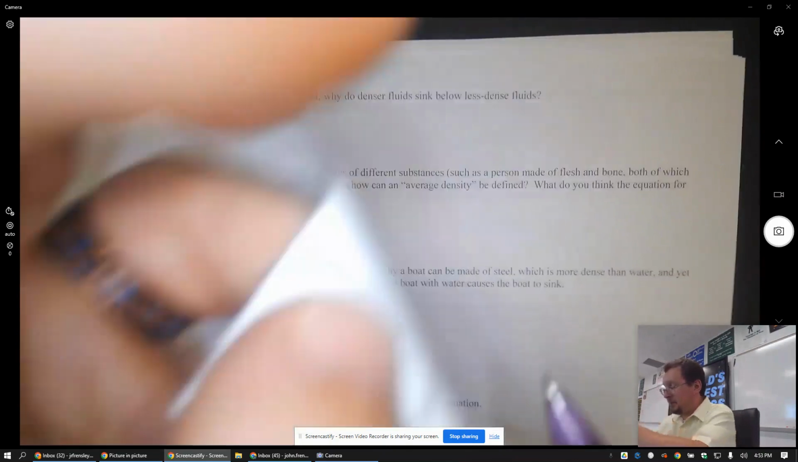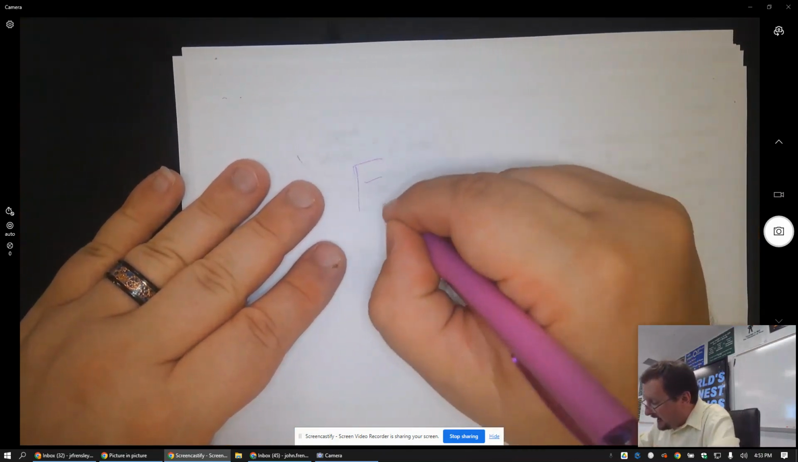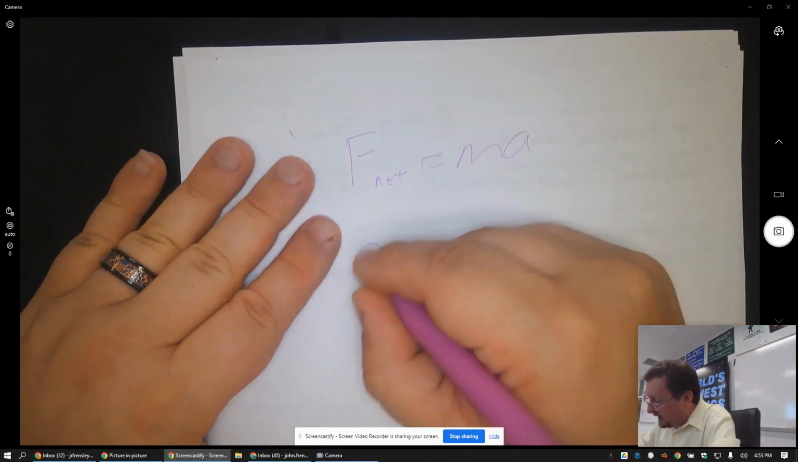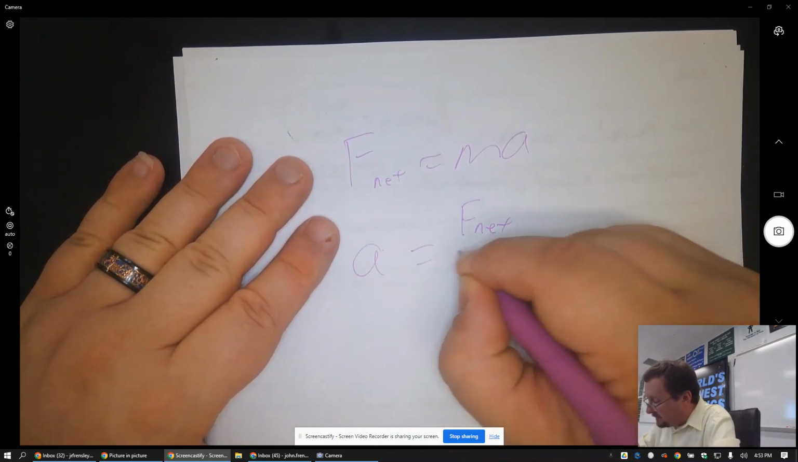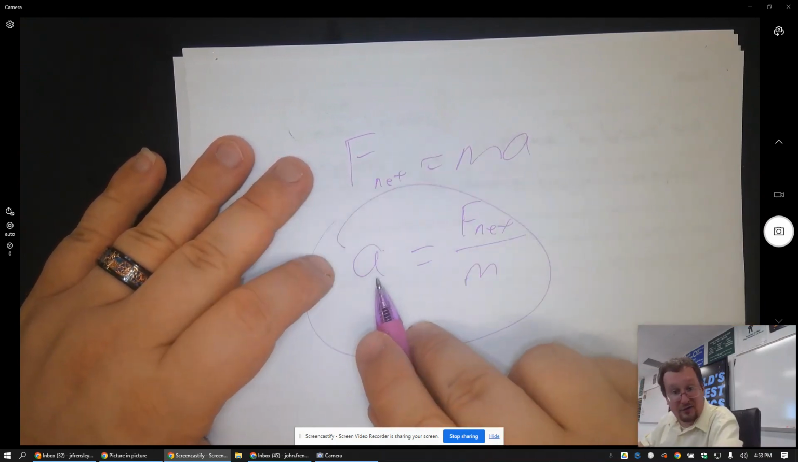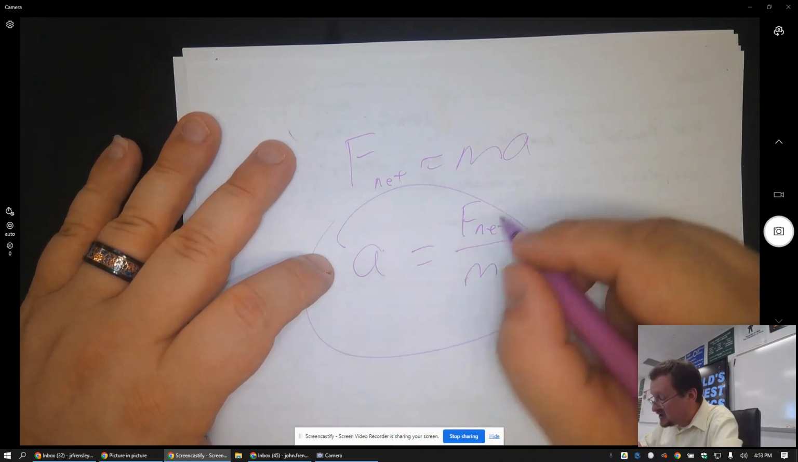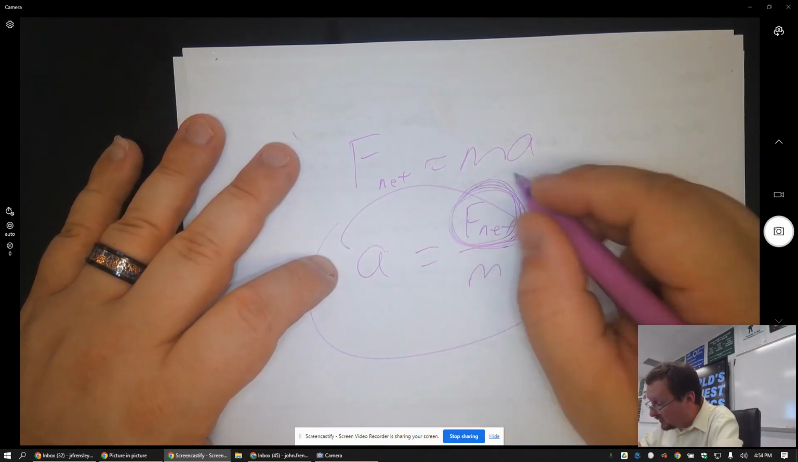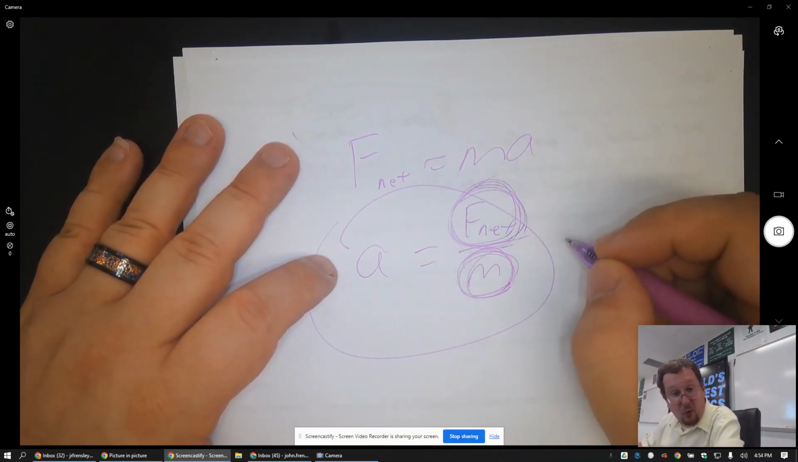That's why a lot of people write not F net equals MA, but they write it A equals F net over M, because this shows the correct cause and effect relationship. The acceleration is chosen by who is doing the forcing and who is being forced, okay?